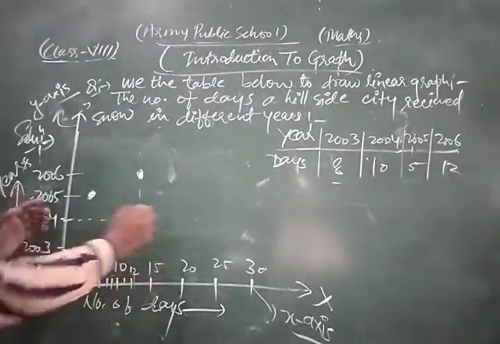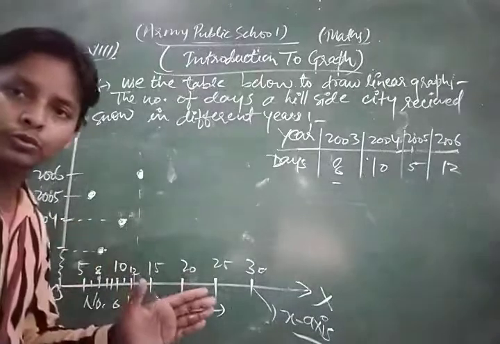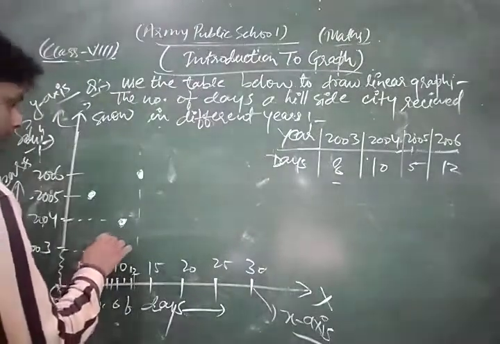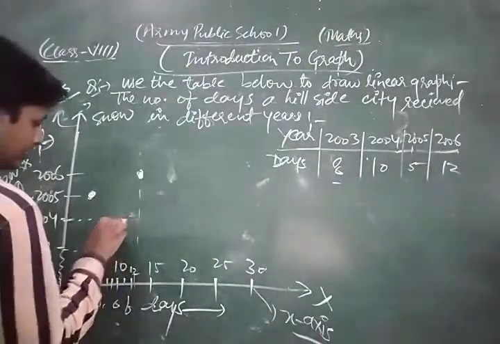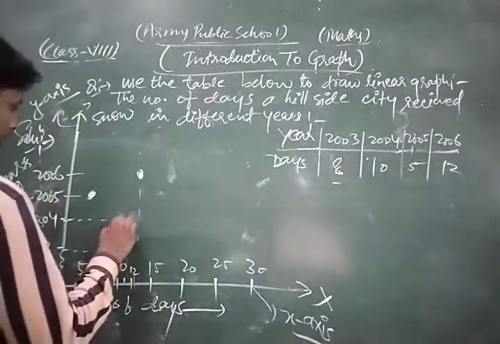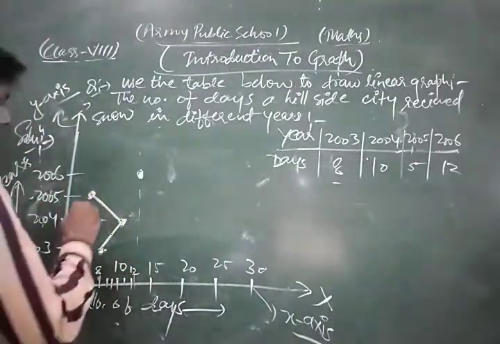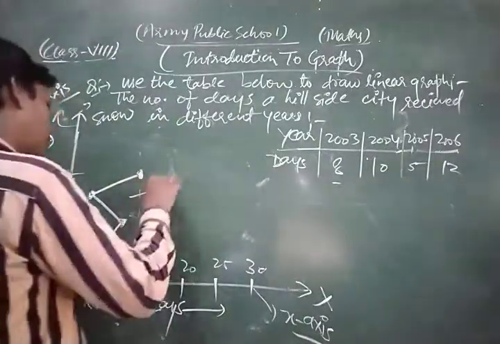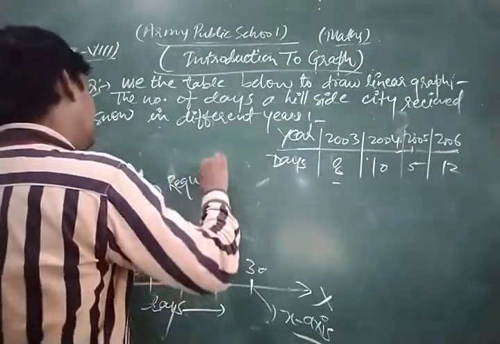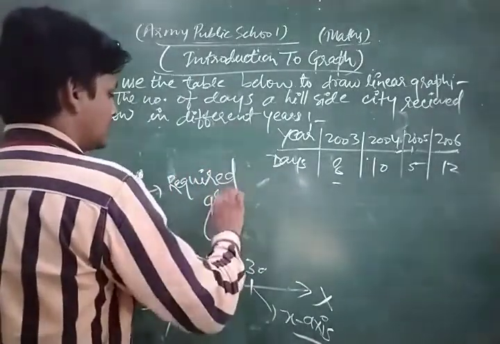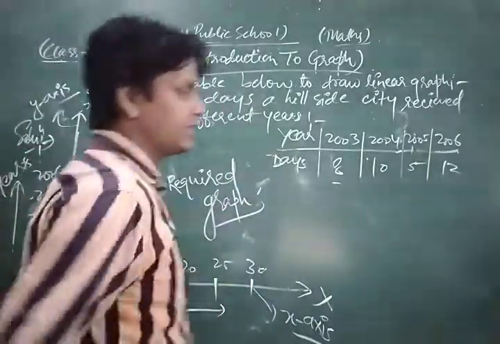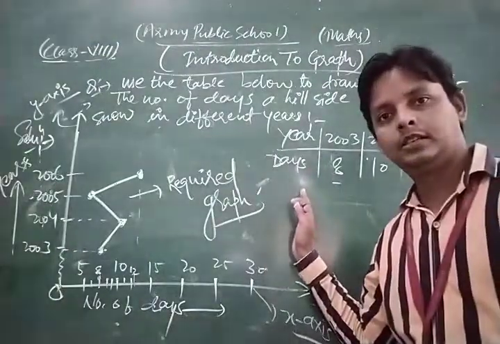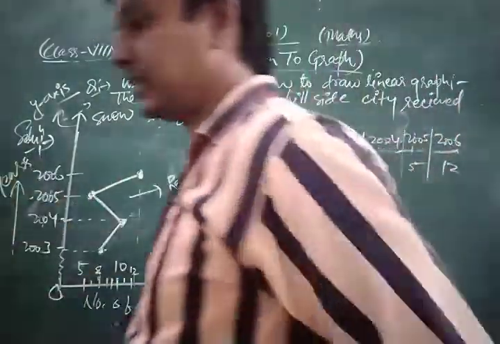Now look, we are just joining all these points through a line. First of all, we start at 8, here is starting 10. This is now, look, in this way. Now after that this is, and this, okay. Now after that finally we join them. So this is the graph. This is the required graph related to this data.